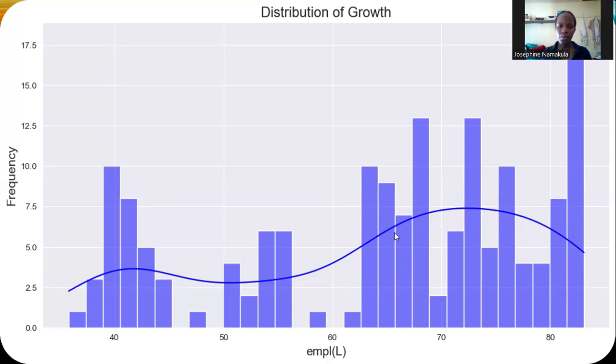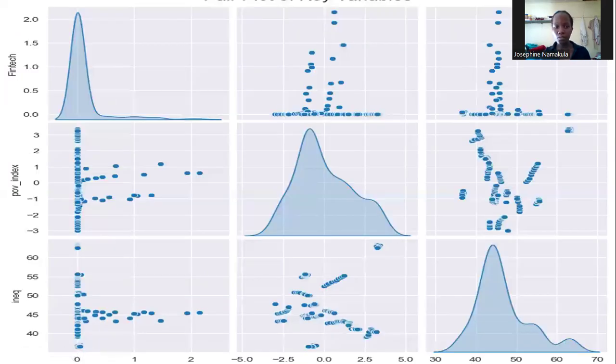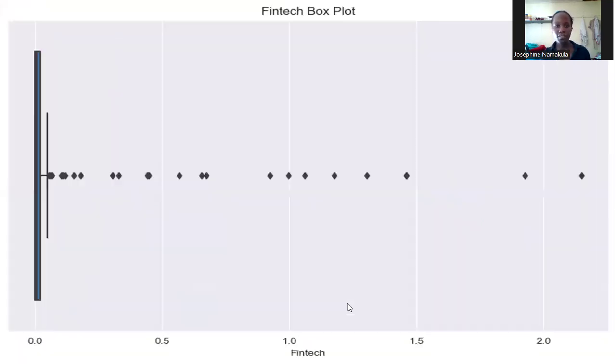So when I move on, I find a pair plot. I plotted a pair plot of the fintech index and inequality. So we can see here, this is the pair plot. When I move to the next slide, I find a box plot for this one. It shows the outliers, and the data had so many outliers. The data was left skewed, as we can see.